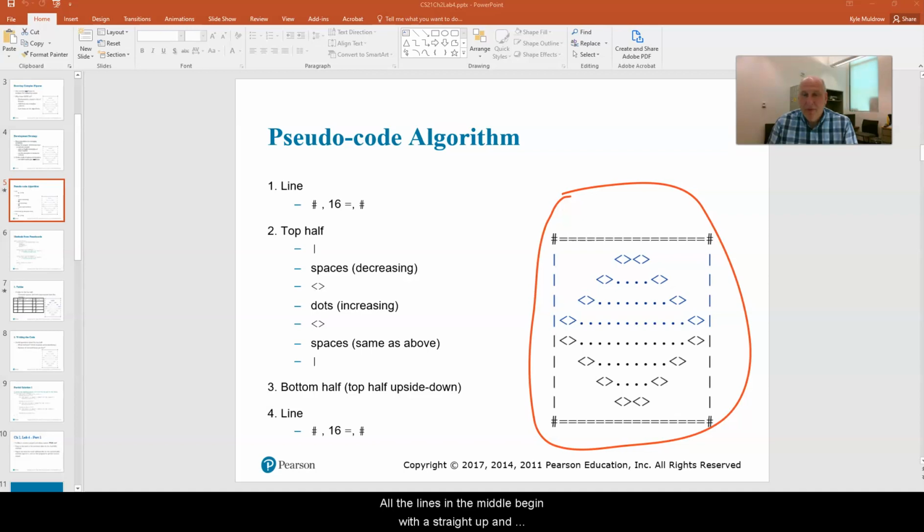All the lines in the middle begin with a straight up and down line on the left and the right, followed by a set of blanks, a diamond symbol, a set of dots, another diamond symbol, and another set of blanks. It is correct to assume that the number of blanks on the left side of each line is the same as the number of blanks on the right side of each line.